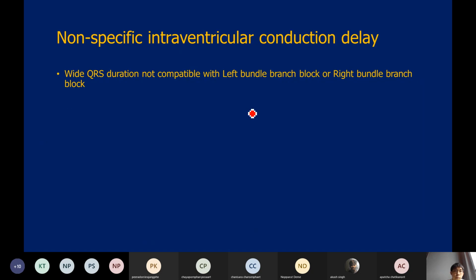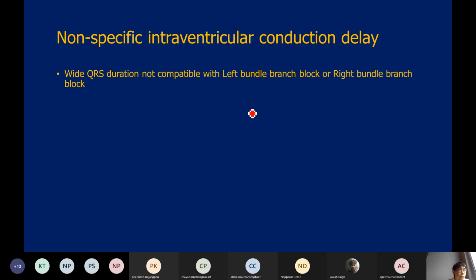And the third type of the intraventricular conduction block is non-specific intraventricular conduction delay. This is called when the surface ECG is not compatible with any type of left or right bundle branch block. The QRS is wide and there is some fractionation, but it is not compatible with left or right bundle branch block. We would call it a non-specific intraventricular conduction delay.